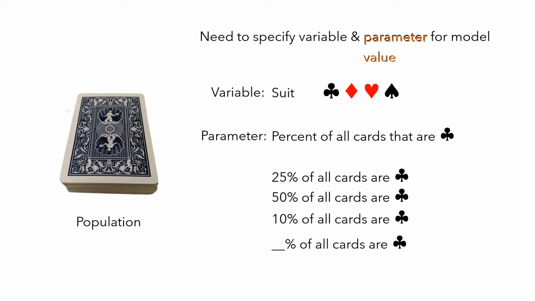Now, you might be thinking, aren't there 4 suits, so 1/4 or 25% of the cards should be clubs? And if the deck was fair, that would be the case. But we don't know that the deck is fair. And since we're making a model, we can choose what the model looks like. So let's make models for all 3 of these options.